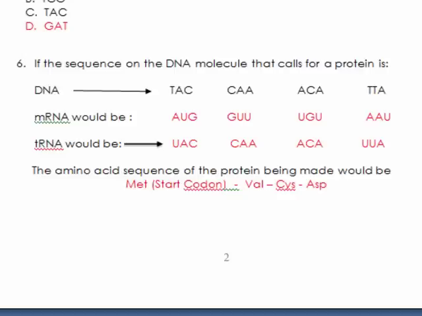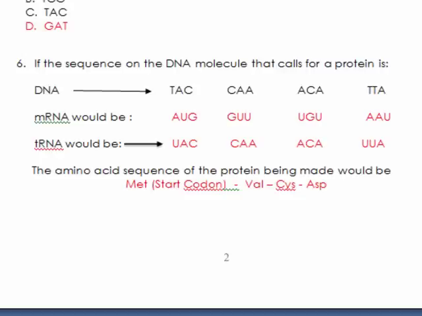All right, number 6. In number 6, you will use the chart on the next page. If the sequence on the DNA molecule that calls for a protein is TAC, CAA, ACA, TTA, messenger RNA would be AUG, GUU, UGU, AAU. Transfer RNA would be UAC, CAA, ACA, UUA. Think about the complementary base pair rules to complete the first 3 activities.